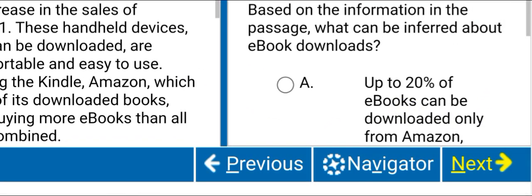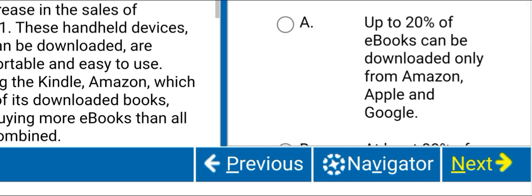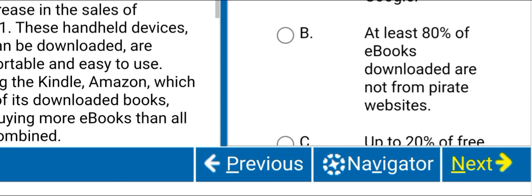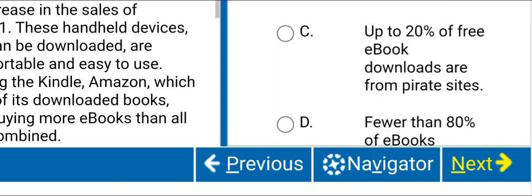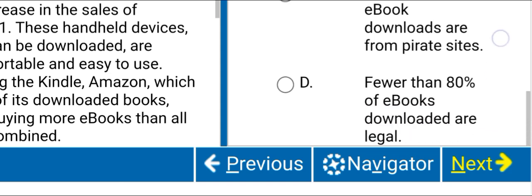Based on the information in the passage, what can be inferred about ebook downloads? Option A, up to 20% of ebooks can be downloaded only from Amazon, Apple, and Google. Option B, at least 80% of ebooks downloaded are not from pirate websites. Option C, up to 20% of free ebook downloads are from pirate sites. Option D, fewer than 80% of ebooks downloaded are legal.